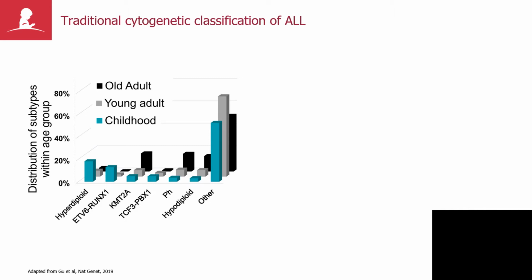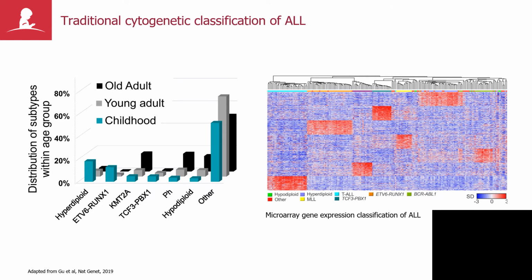So until some years ago, our classification of ALL was really driven by conventional cytogenetics, that is karyotyping, which identified a number of alterations including hyperdiploidy and hypodiploidy, as well as a small number of recurring chromosomal rearrangements that define specific subtypes of ALL in children and to a lesser extent in adults. What was clear from this knowledge is that there was a substantial amount of individuals across the age spectrum that were not accurately identified using genetic approaches. This is particularly true in adults.